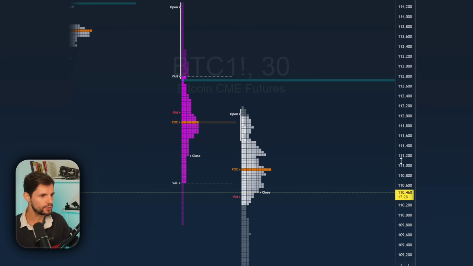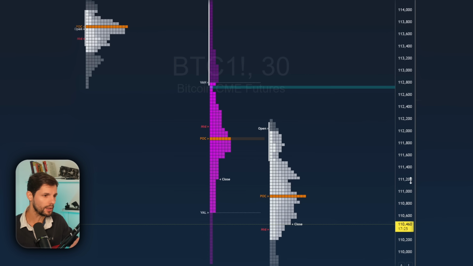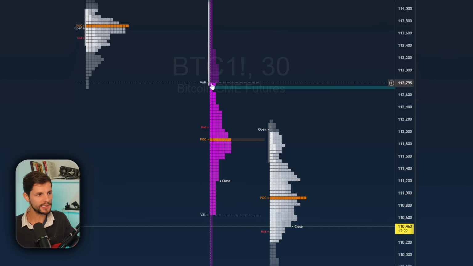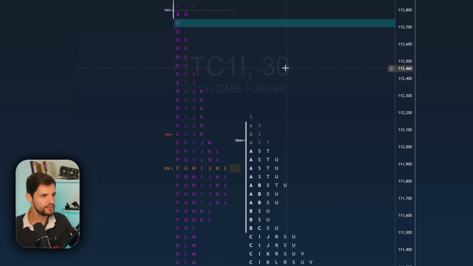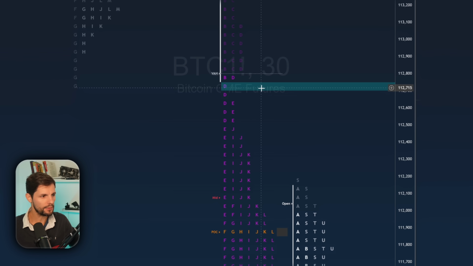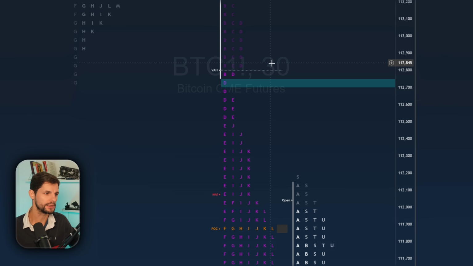To show you what the single print looks like on the profile, you can see that on this session after the open, we obviously traded down. At the value area high here, you can see that we traded through. However, if I zoom in, you can see that this blue shaded area represents the single print. And we actually have two single prints, one at 112,730 and the other at 112,675. So this little zone is the inefficiency of the single prints. Okay, I hope you can see that.